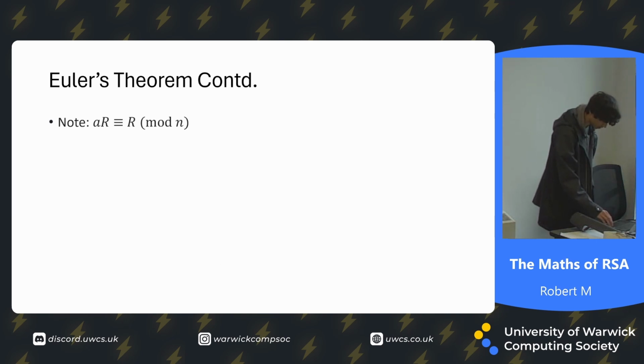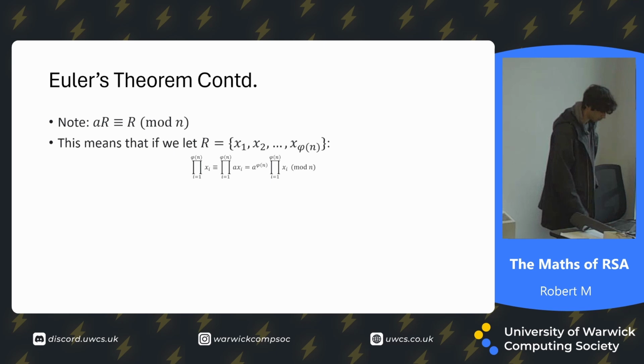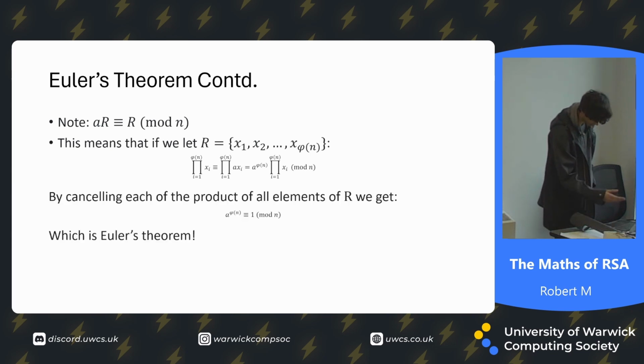So that's that. And so we've proven this, and so then if we consider the product of all of the elements in R, which is just in the last line here, what we've shown is that that's congruent to the product of all of the elements in AR, and we can simply take the A out of there, so that's A to the phi n, and cancelling the product of all of the elements in R, we can simply get that A to the phi n is congruent to 1 modulo n, which is Euler's theorem, which is great.